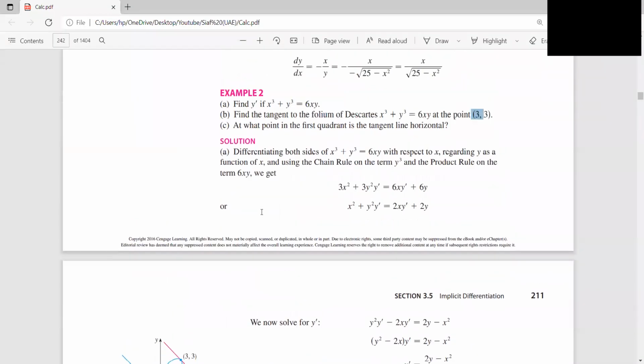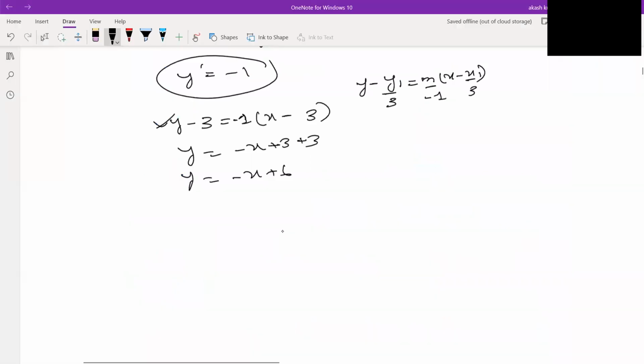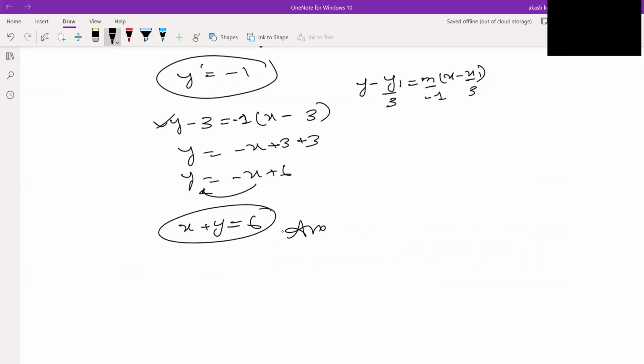It's clear. Okay, let's check the answer. The answer is x plus y equals 6. Okay. Can we take our x to that side of the equation? It will be x plus y equals 6. Yes. Even the equation in this form is also acceptable. So let's get back to the book.